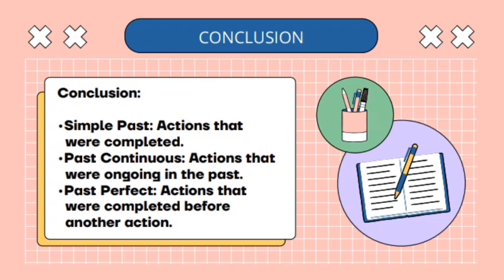So the conclusion is: simple past, actions that were completed; past continuous, actions that were ongoing in the past; past perfect, actions that were completed before another action.